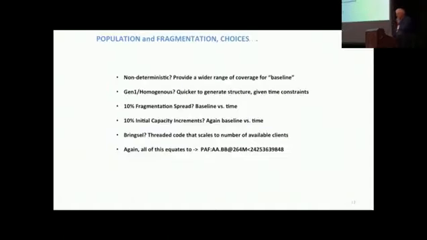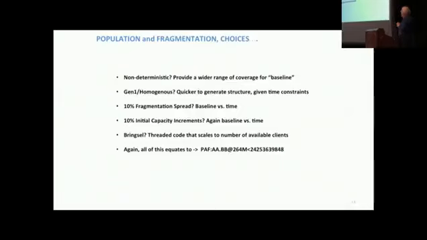So we've made a variety of choices here for how we do this. Like I said, we're pseudo-randomly removing things, so it's non-deterministic. This provides a wider range of coverage for our baseline. You'll see a little bit later that we're doing several thousand test cases. So ideally, when we do things pseudo-randomly, if we do several thousand samples, we should end up with a good, wide statistical sampling.